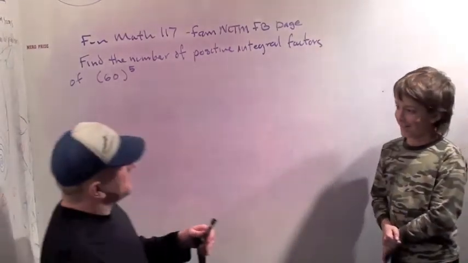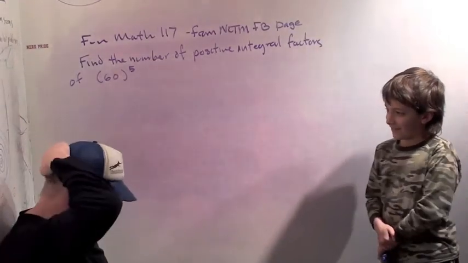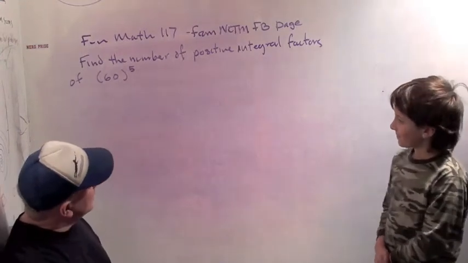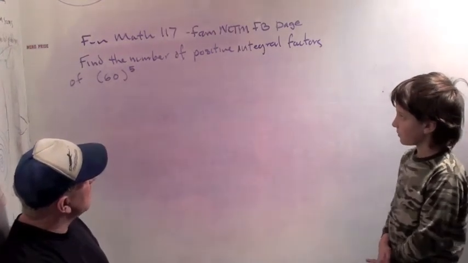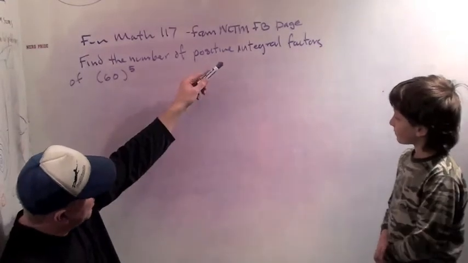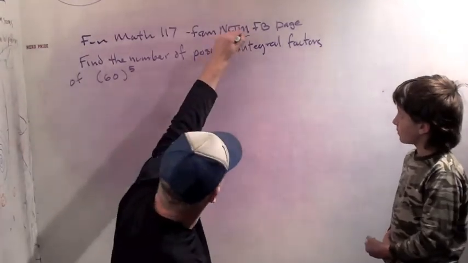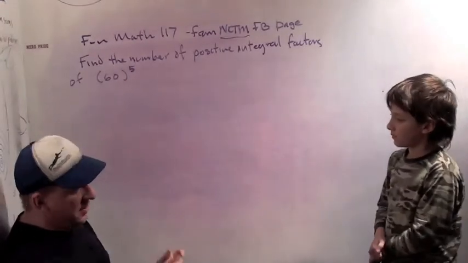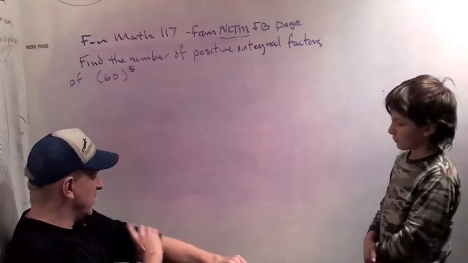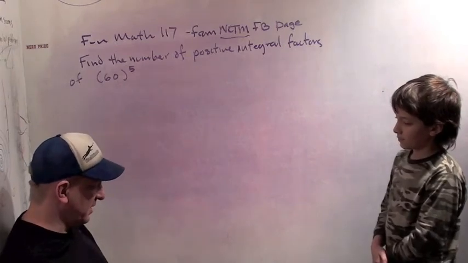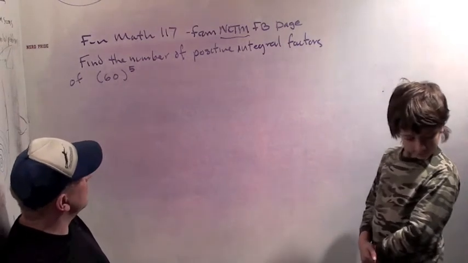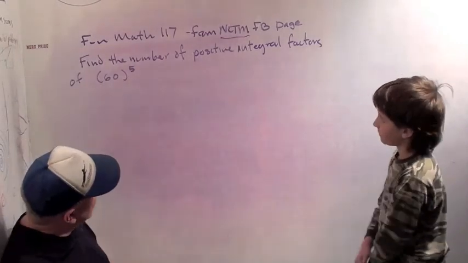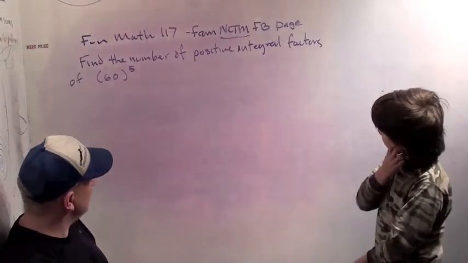Okay, so we're taking a break from Art of Problem Solving's algebra book to look at a really fun problem that we saw from the National Council of Teachers of Mathematics, that's what NCTM stands for, on the NCTM Facebook page yesterday. This is a problem we've talked about earlier in the year. It was kind of a neat idea, and it's one of my favorite kinds of problems from when I was a kid. The question is: find the number of positive integral factors of 60 to the 5th.